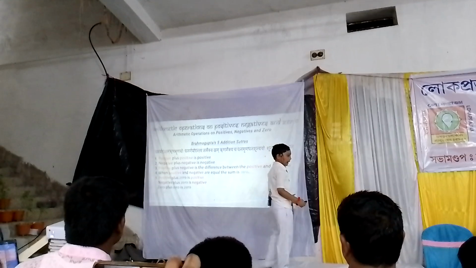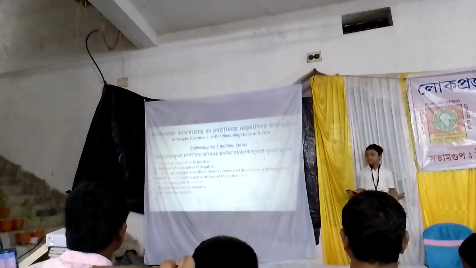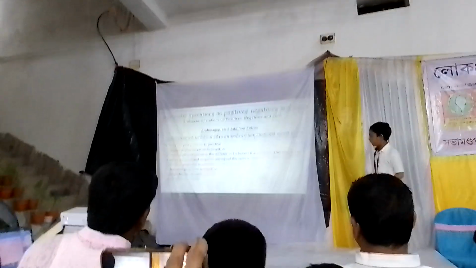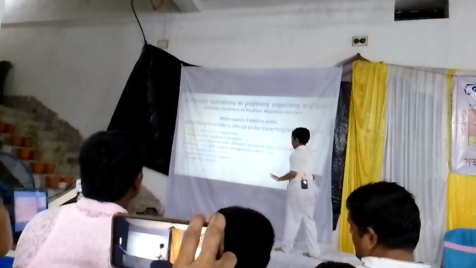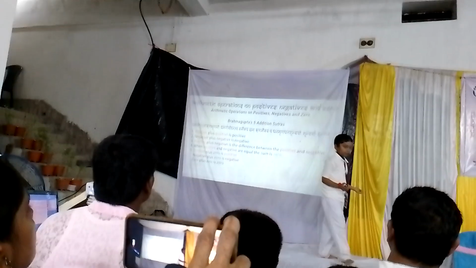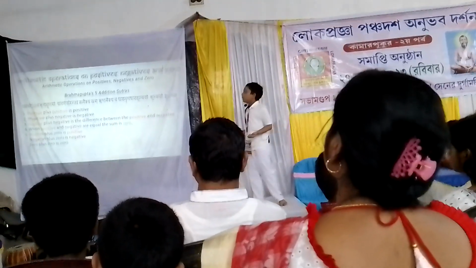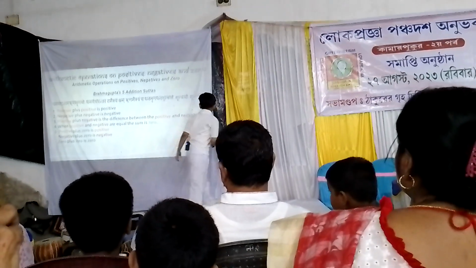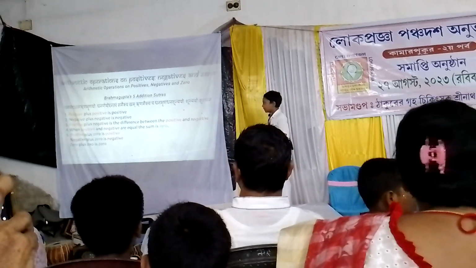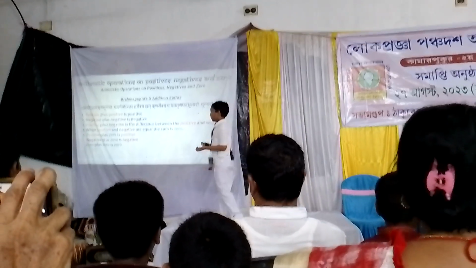Now let's see the arithmetic operations on positive, negative, and zero written by Brahmagupta. The first five are additions. Positive plus positive is positive. Negative plus negative is negative. Positive plus negative is the difference between the positive and negative. When positive and negative are equal, the sum is zero.